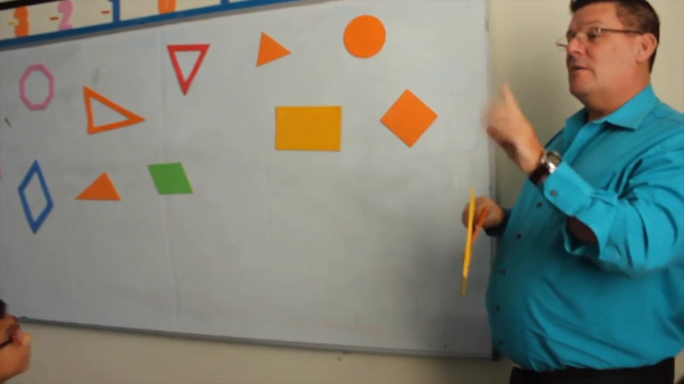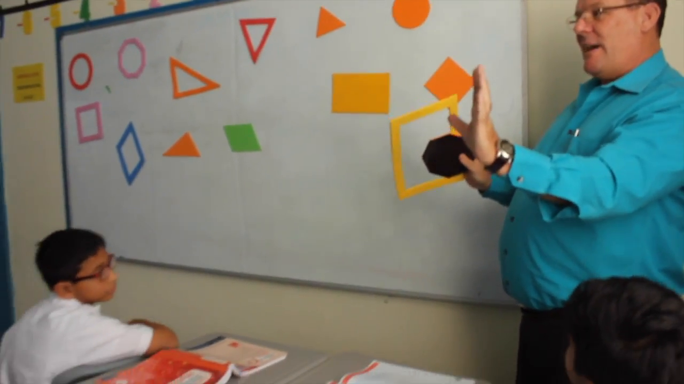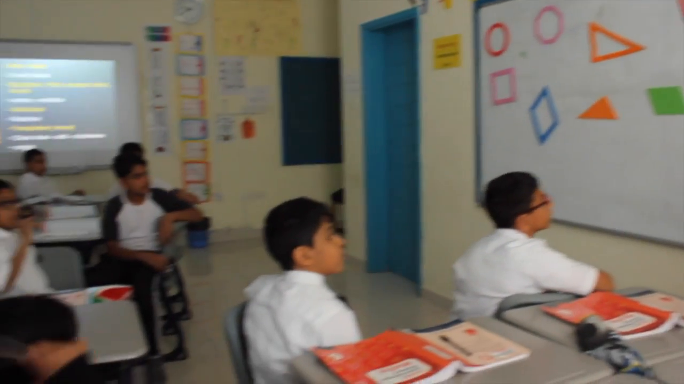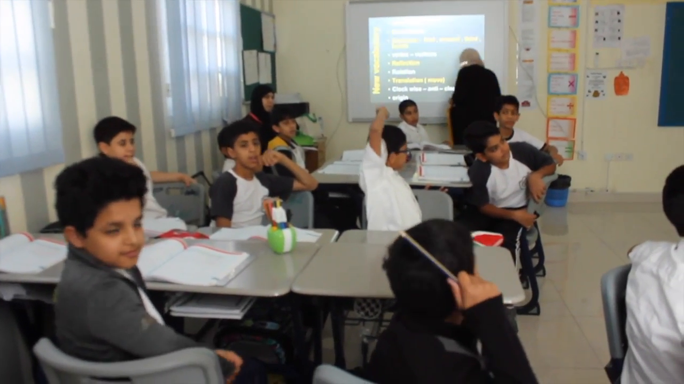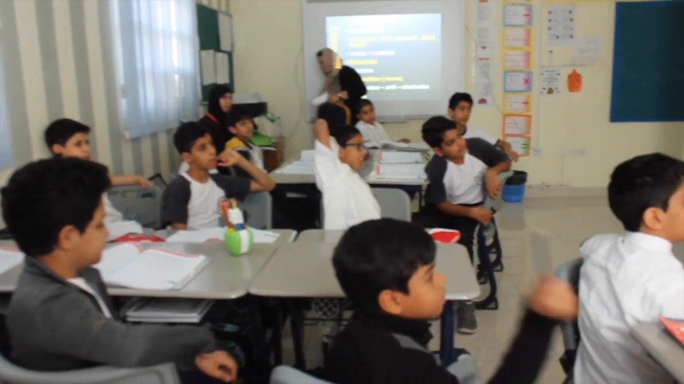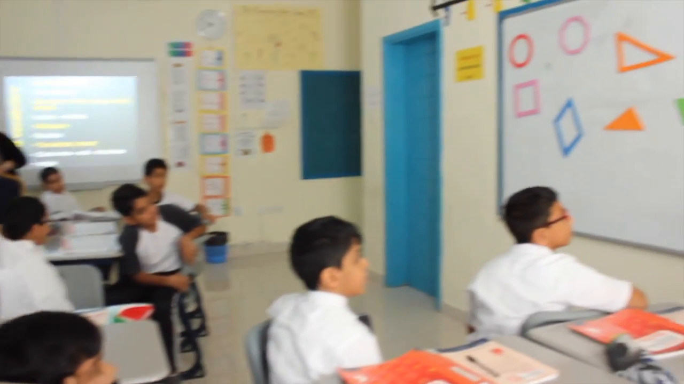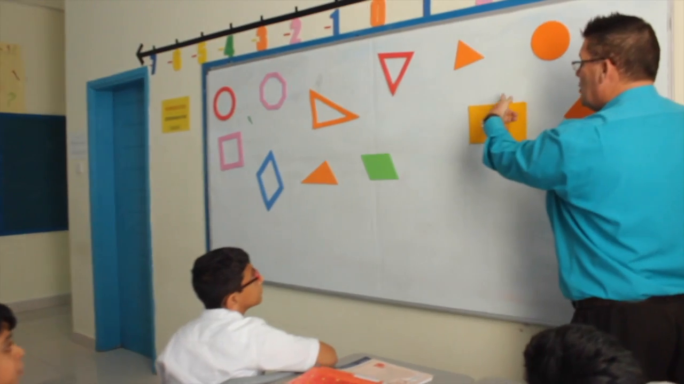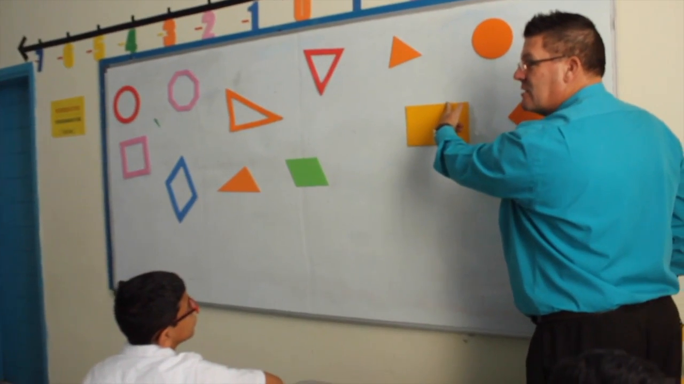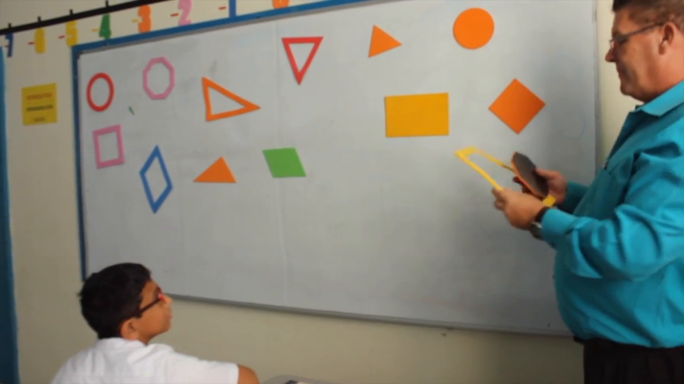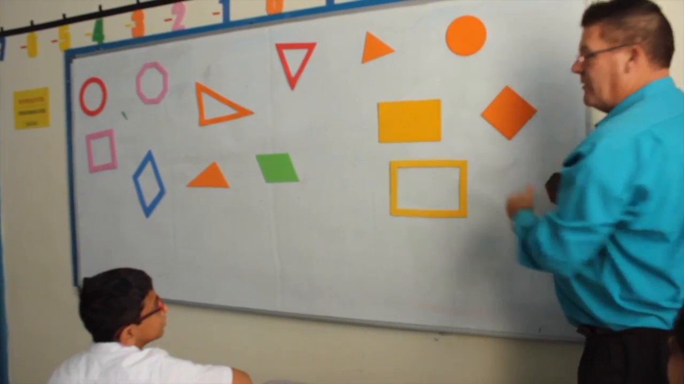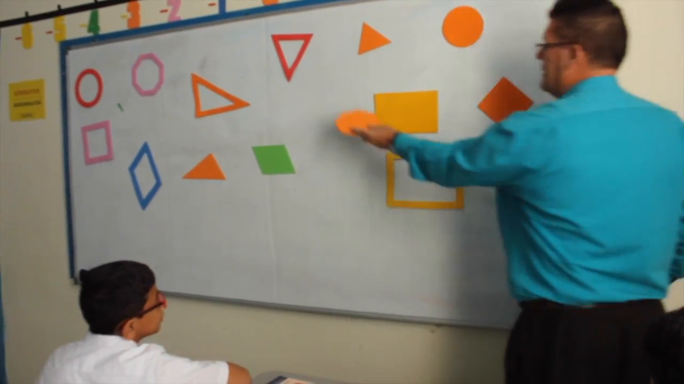Okay, who said, let's debate. Who said parallelogram? Put up your hands. Is he right or is he wrong? He's right because remember the qualities or the characteristics of a rectangle? Two parallel lines. And two parallel, parallelogram. Rectangle. And what's this one?